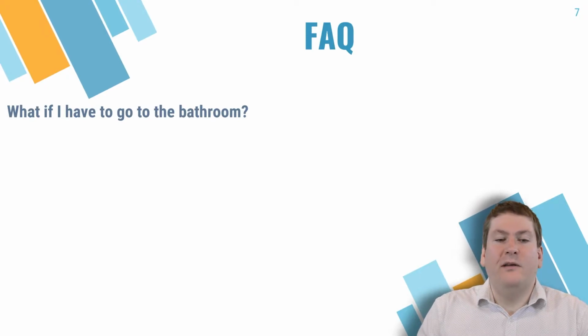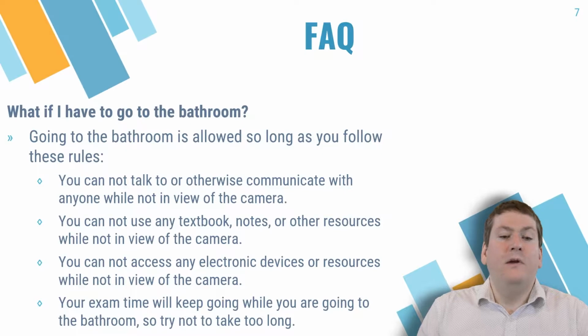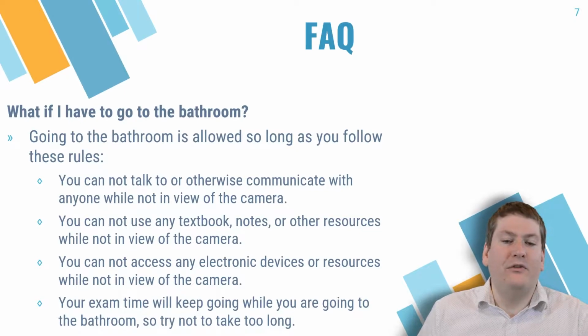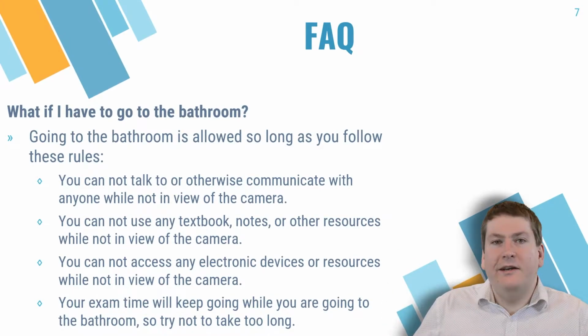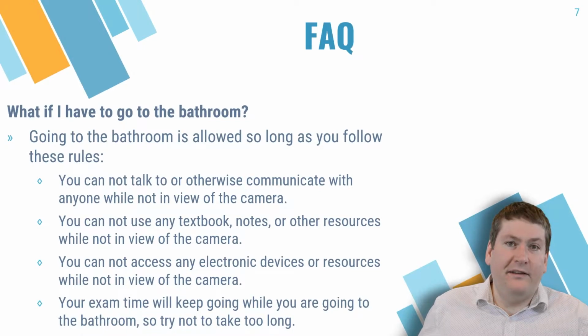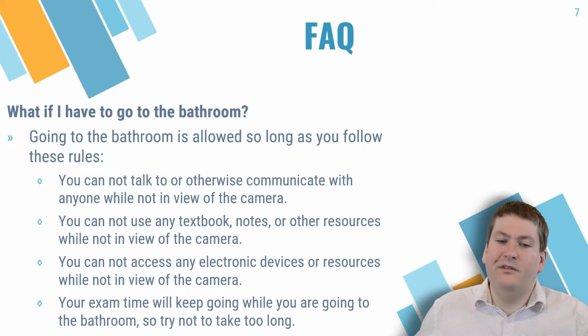And another question that we commonly get is, what if I have to go to the bathroom? Well, that is allowed, and there are some rules to follow, and they are essentially just don't break the rules of the exam while going to the bathroom. So you have to get up, usually say to the camera, I'm going to the bathroom, and then walk out, go to the bathroom, and on your way there, don't talk to anyone, don't use any electronic devices, don't pick up any notes or textbooks, or anything like that.